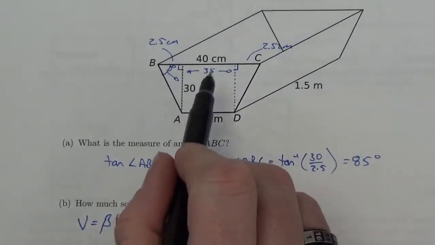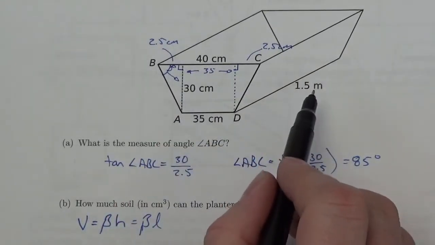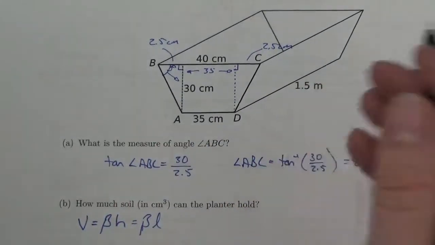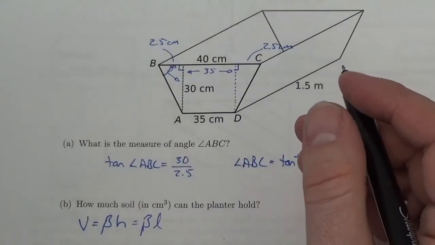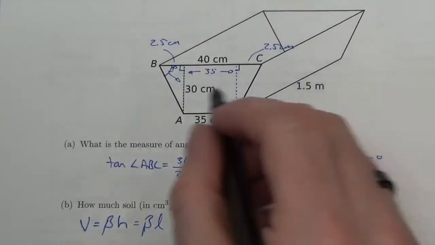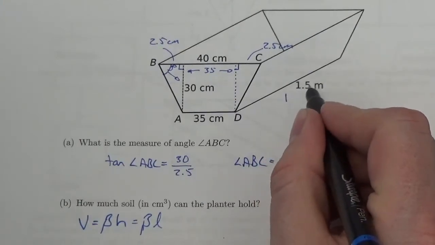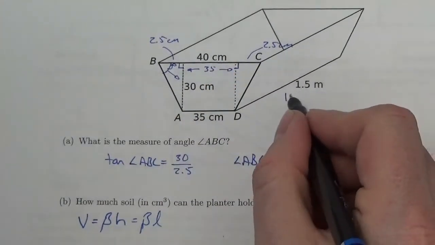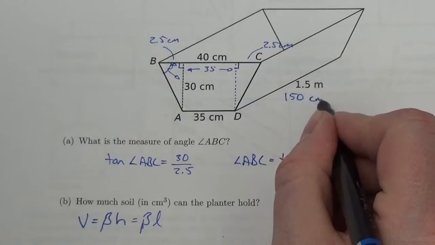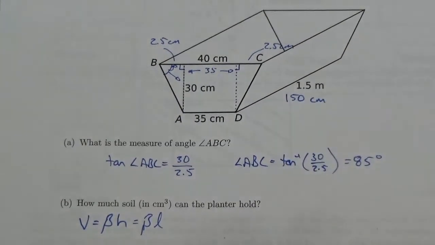These are centimeters. That's a meter. So one of the things I need to do here is convert these all to the same units. And let's convert them to centimeters here. So 1.5 meters, if I move that decimal 2 places to the right, will be 150 centimeters. And now I'm good to go.